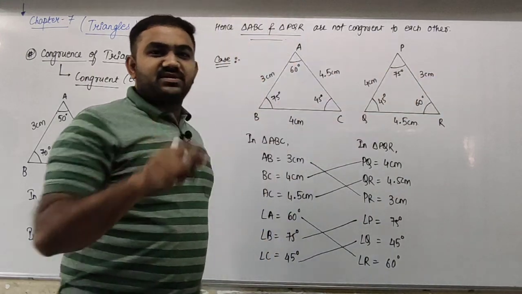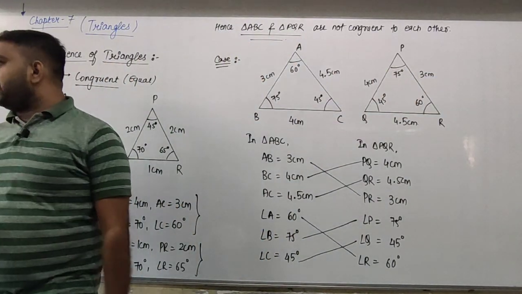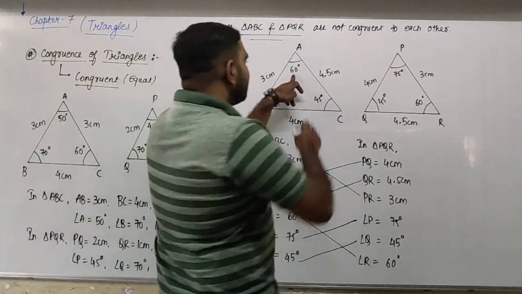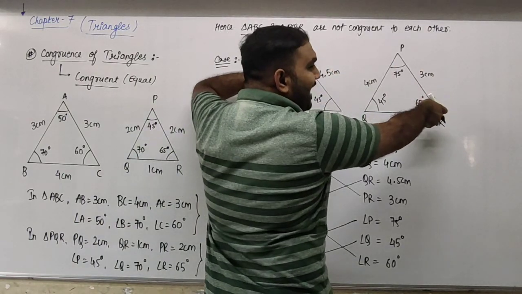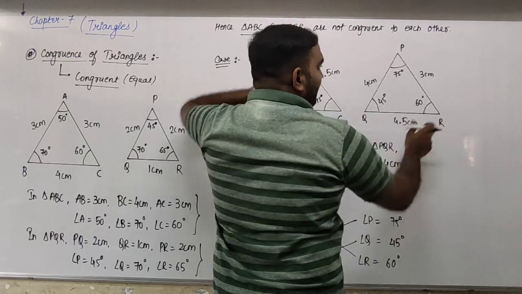Corresponding angles we have studied in chapter number 6, right? Corresponding angles. So this is angle A 60. What is the corresponding 60 degree angle in triangle PQR? So angle R here.